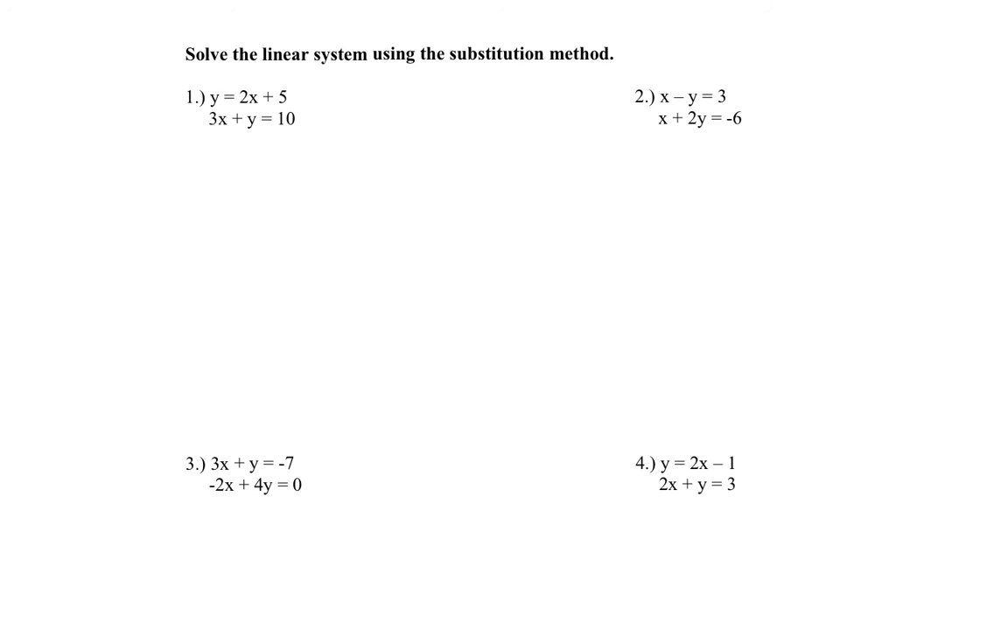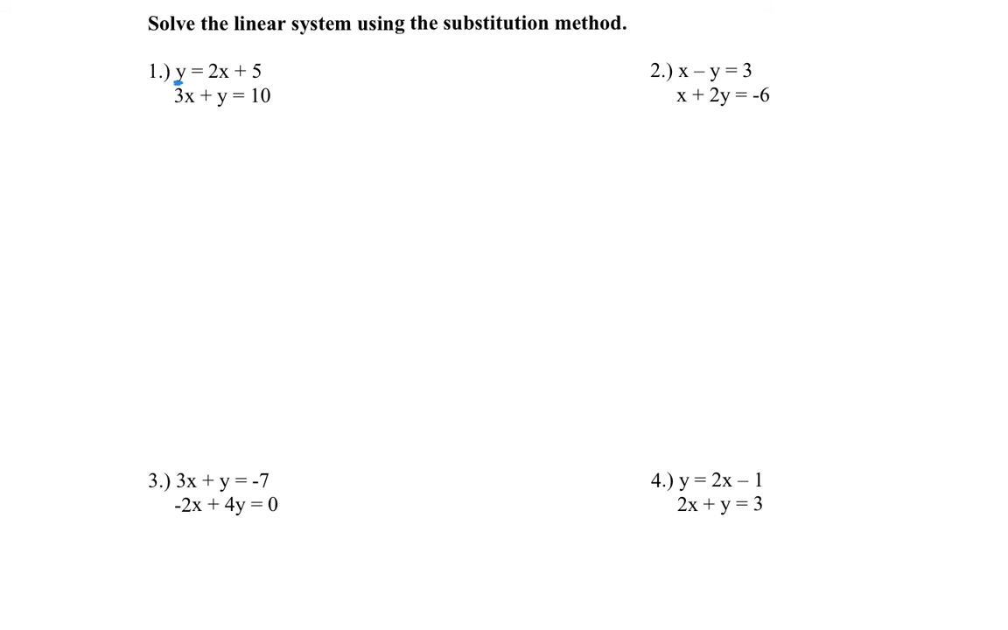All right, now let's try a couple more. So looking at number 1, you'll notice that on number 1, the y is already by itself. We know that y is 2x plus 5, so that's great. We don't have to do step 1.